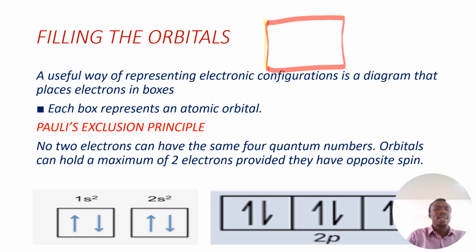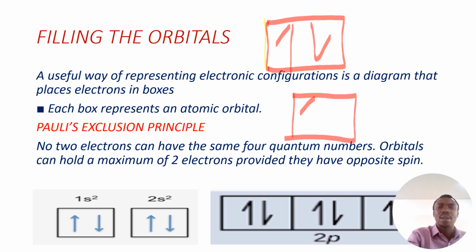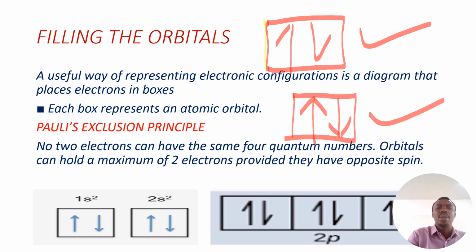We say an orbital is a region or space where one is likely to find an electron. It can be defined as a 3-dimensional statistical shape where one is most likely to find an electron. So we use a box to represent orbitals. Orbitals can hold a maximum of 2 electrons, provided that they spin in opposite directions, so it can be like this, or it can be like this. You can use this form or this form, but provided that they spin in opposite directions.